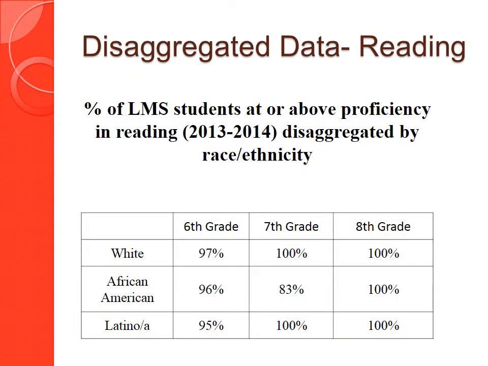Next, we're going to look at the reading portion of the 2013-2014 CRCT. Here again, we're going to look at it disaggregated by race and ethnicity. One thing that I'm sure your eye is quickly drawn to is this 7th grade African American percentage score, 83%. So out of both the language arts and the reading disaggregated data that we've looked at, this is by far the lowest score. So that leads us to this question: are we meeting the needs of the 7th grade African American students in reading?